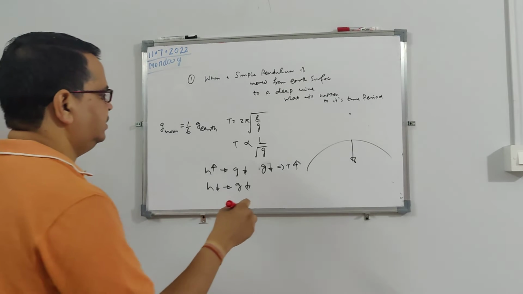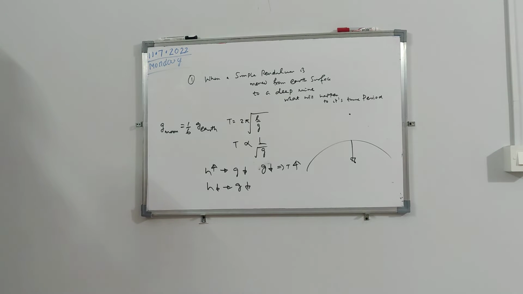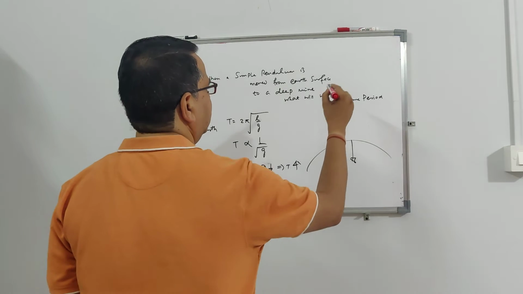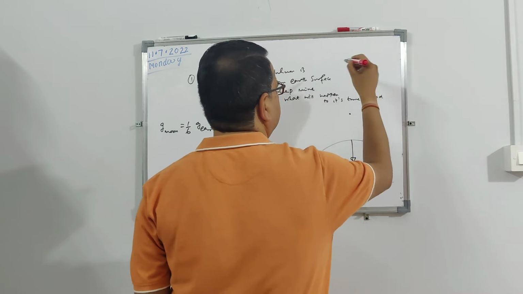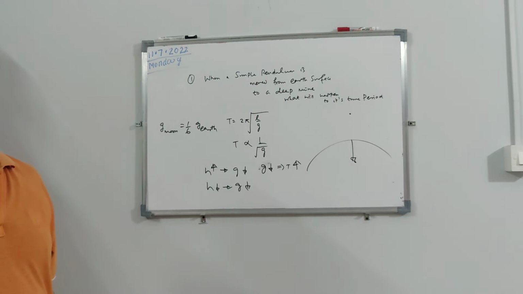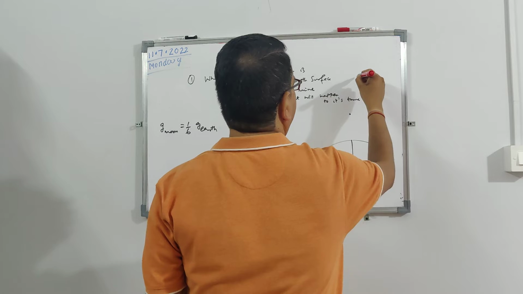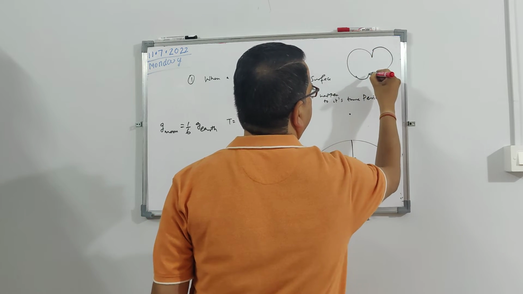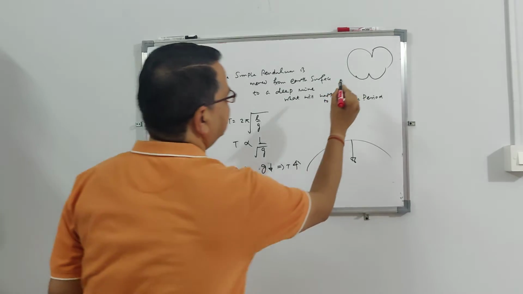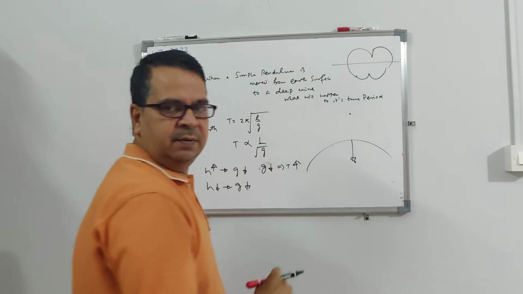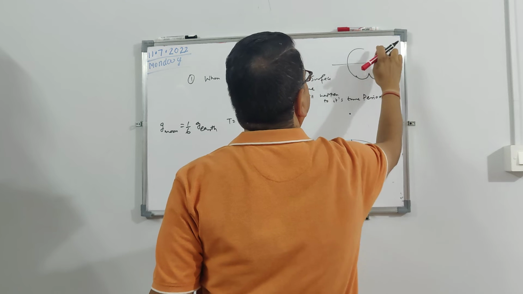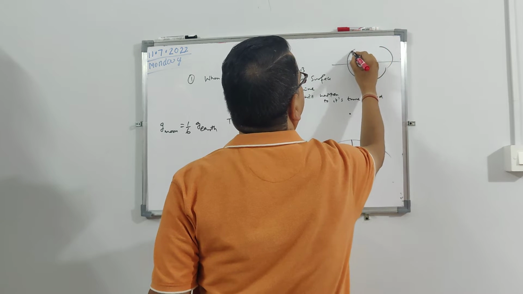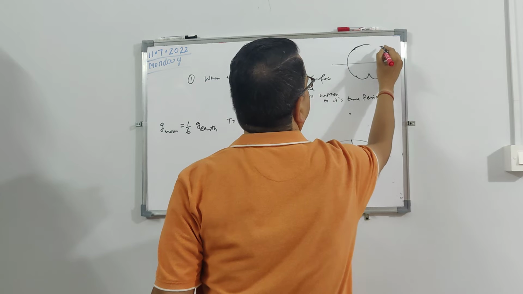Okay. And there can also be questions related to what will happen if you take the pendulum to the equator or to the pole. So let us say my earth is circular, but it is kind of orange-shaped. This is my equator. This is an exaggerated picture.